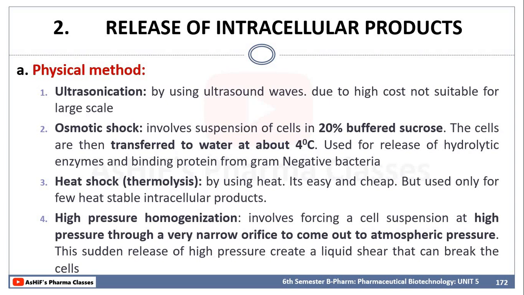Osmotic shock involves suspension of cells in a 20% buffered sucrose. Then cells are transferred into water at 4 degrees Celsius, and this is mainly used to release hydrolytic enzymes and binding proteins from gram-negative bacteria.